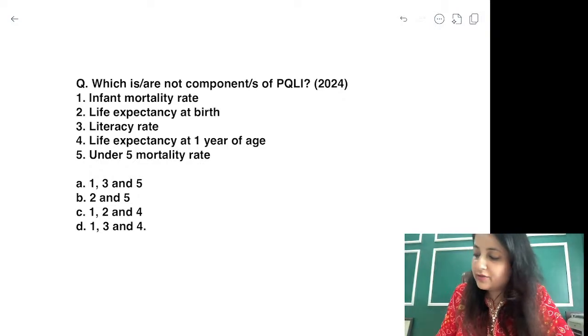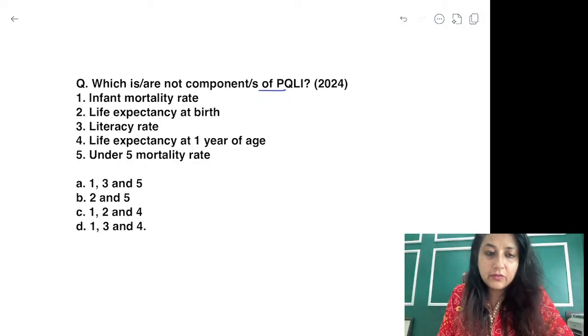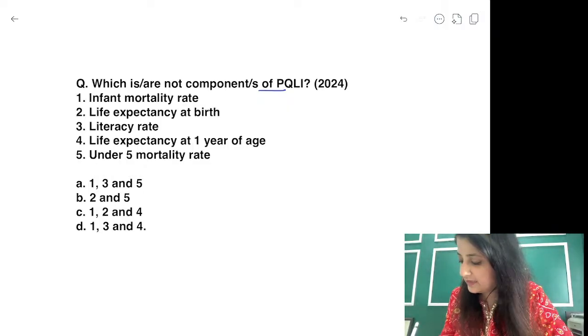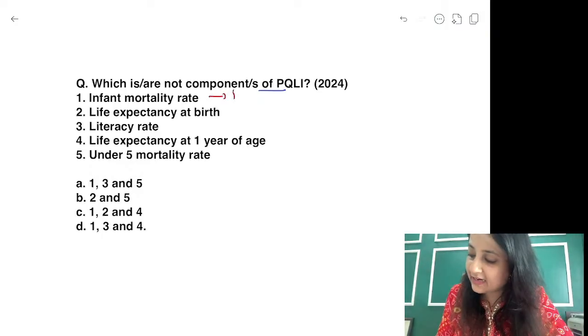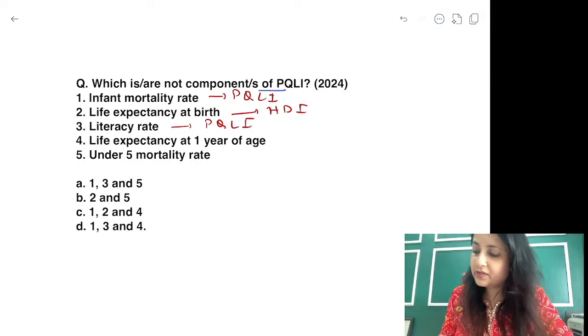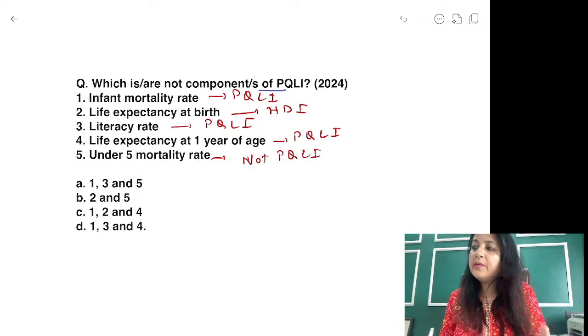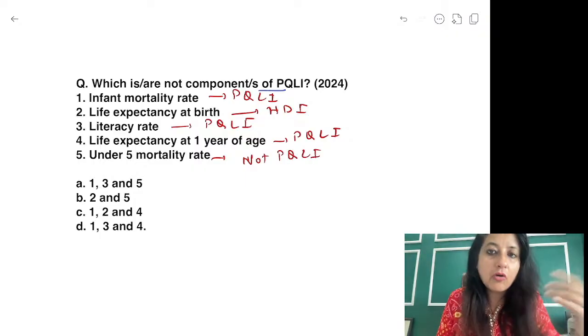Let's begin now. So the question is, which of the following are not components of PQLI? Now, not the components. I have not asked components. Infant mortality rate is PQLI. Life expectancy at birth is HDI. Literacy rate is PQLI. Life expectancy at 1 year of age is PQLI. Under 5 mortality rate is obviously not PQLI. So don't be in an immediate rush and end up marking components of PQLI.